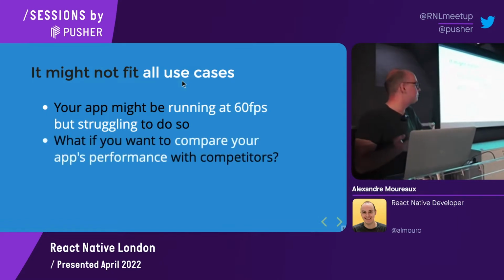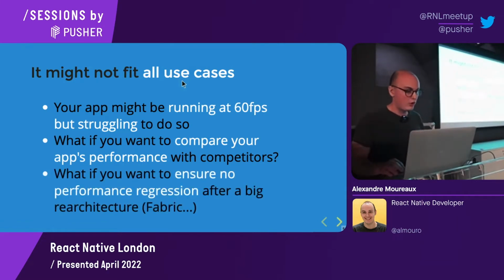Also, a fun thing you might want to do, what if you want to compare your app's performance with your competitors? You probably don't have their code. So installing Flipper plugins, or even if it's not React Native, how do you do that? And also, what if you want to ensure that you have no performance regression if you do a big architecture change?